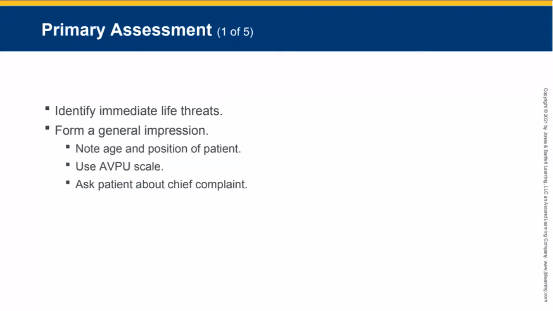During the primary assessment, you identify and treat immediate life threats. Form a general impression. Note the age and the position of the patient. Is the patient in the tripod position? That may indicate that there is some sort of respiratory distress. Use the AVPU scale to check for responsiveness. If the patient is responsive, then you ask about his or her chief complaint.